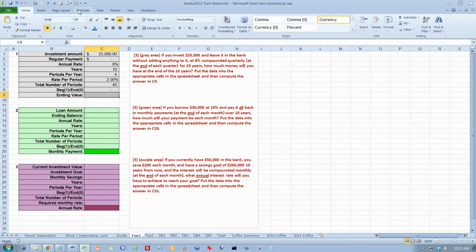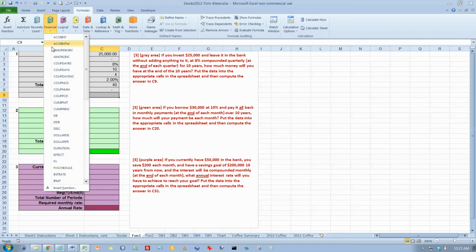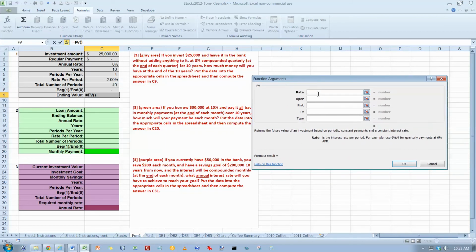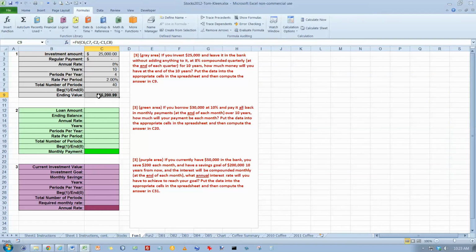So actually let's go to formulas here and financial. And I want future value. And the rate is always the rate per period. The number of periods is here. Payment should have a minus sign in front of it all. In this particular case it's 0, so it's really not going to matter. Present value is how much money I've already put in, which is the sum of a bunch of payments, so that's going to be negative as well. And the type is whether I'm doing it at the beginning or the end, and click on OK. And I will have $55,200.99 at the end of 10 years.